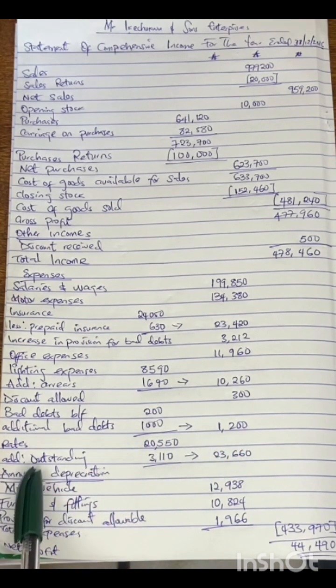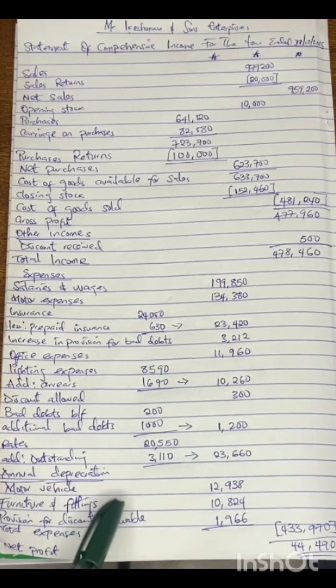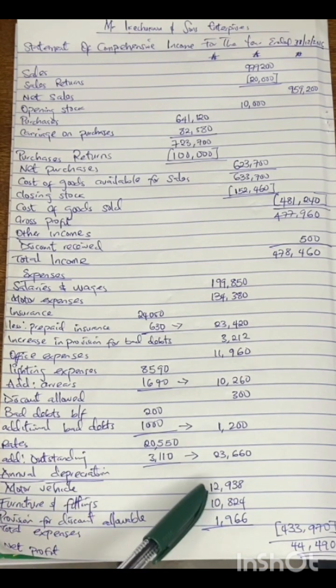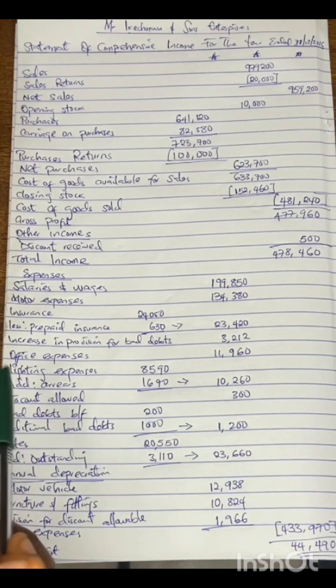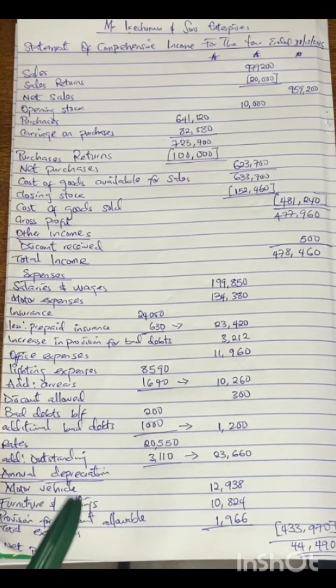And then our depreciation, like we did, the first depreciation was on cost of motor vehicle, right? But the next was on the net book value on furniture and fittings. All right, so this was the depreciation. We got 10%, 5%, and then lastly we made a provision on discount allowable. Now all these provisions will be affecting the value of trade receivables, right? We'll be seeing that in our next video, when we get to the statement of financial position.